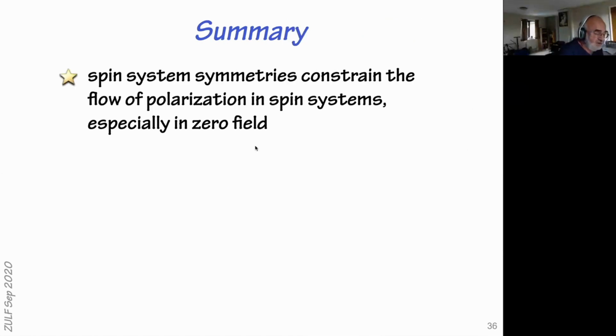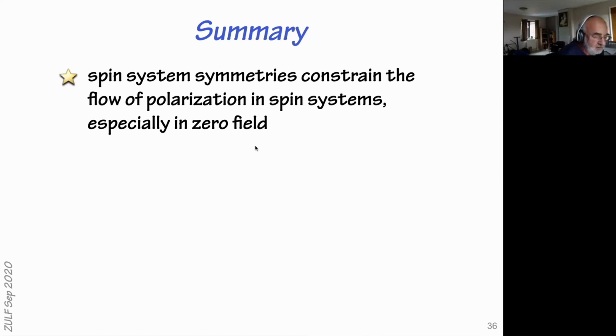So the general message here is that we should realize that when we do spin system manipulations in zero field, we're completely relying on the J coupling Hamiltonian, and in many molecules that has a certain permutation symmetry.